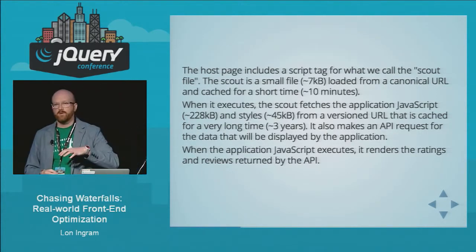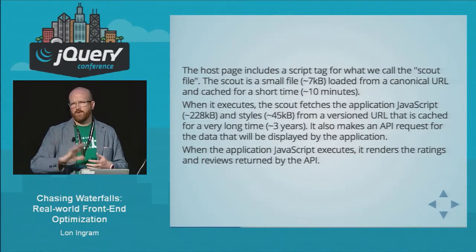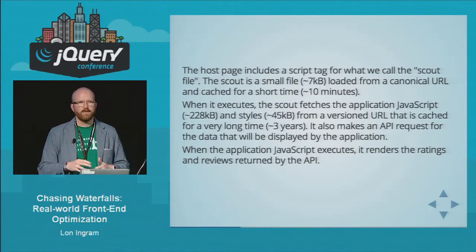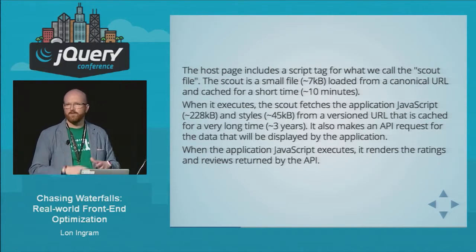When the application JavaScript comes down, then it renders the ratings and reviews in the page. There's also an API request out to our platform that happens, and I'm not going to go into details about that, mostly because it muddies the waters with respect to this model. So let's just ignore it and assume that the data is already there.